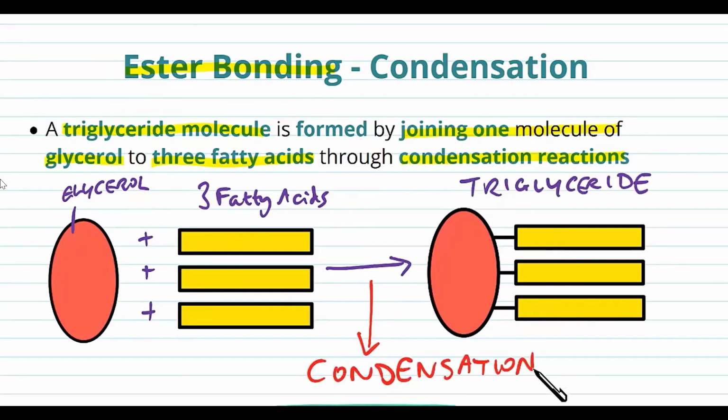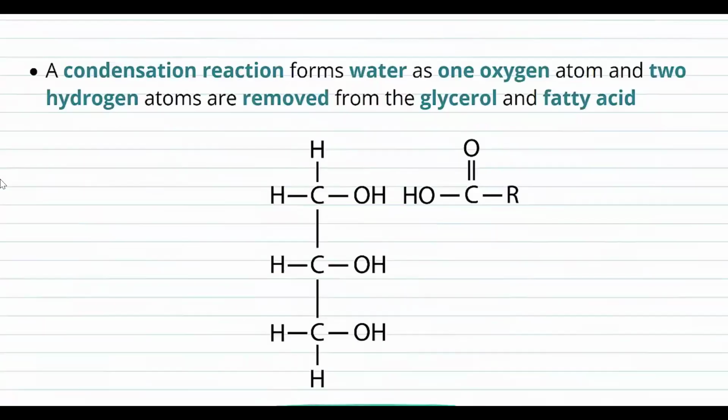Condensation is seen in lots of reactions in the body where we're joining things together. In a condensation reaction, it forms water, because if you think about condensation on the side of a glass bottle or on the mirror, it's where water droplets begin to form. So the reaction itself forms water because one oxygen atom and two hydrogen atoms get removed from the glycerol and fatty acid. So let's take that in terms of a diagram.